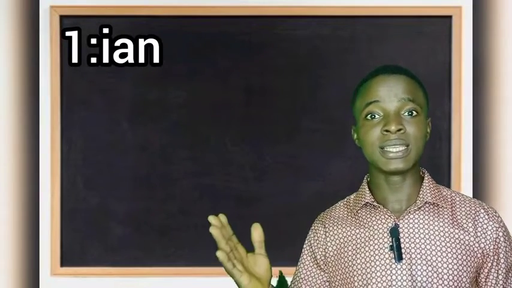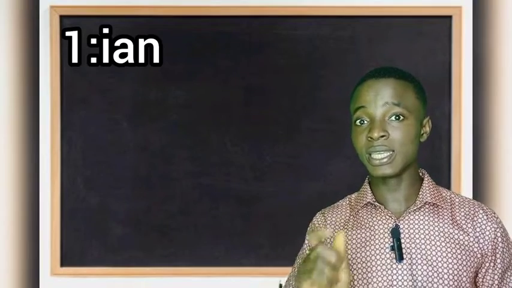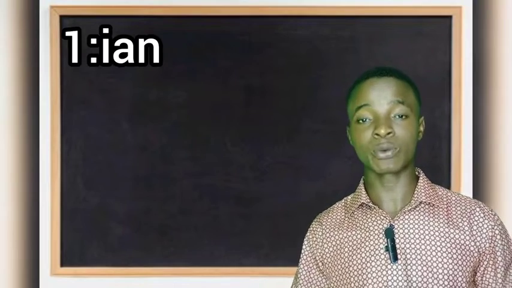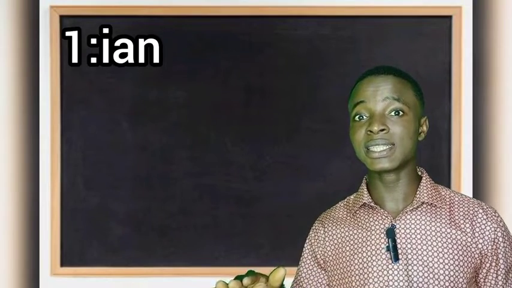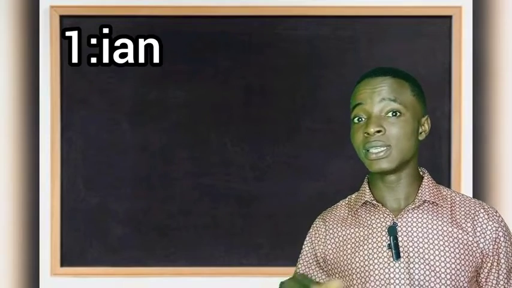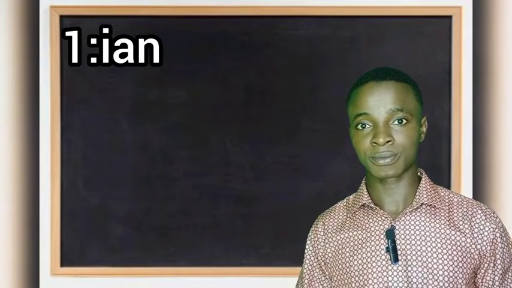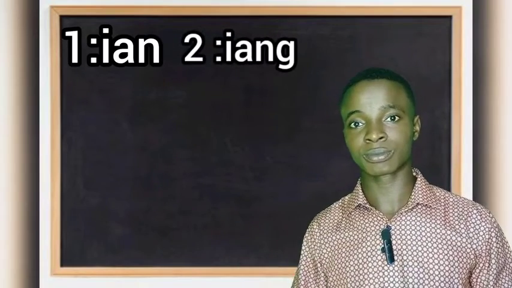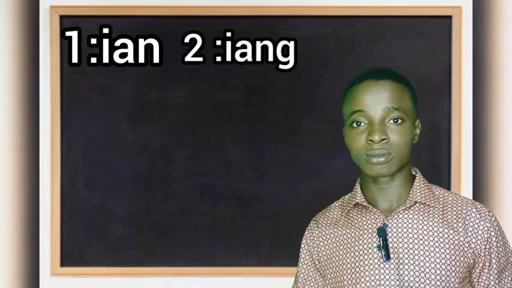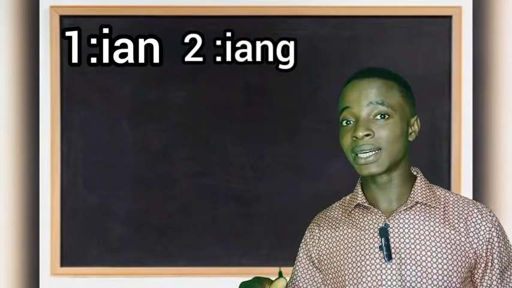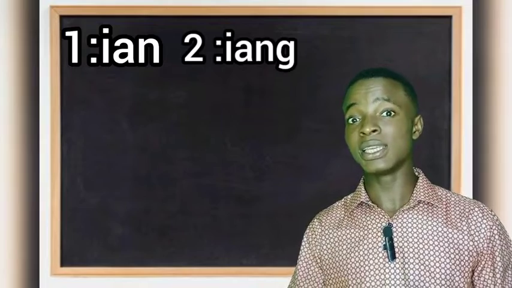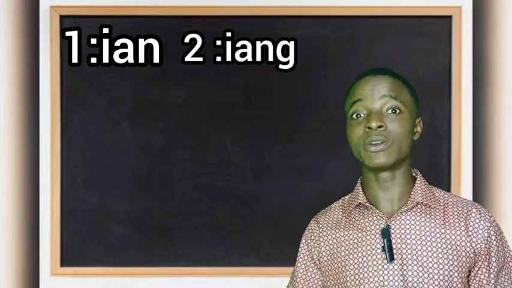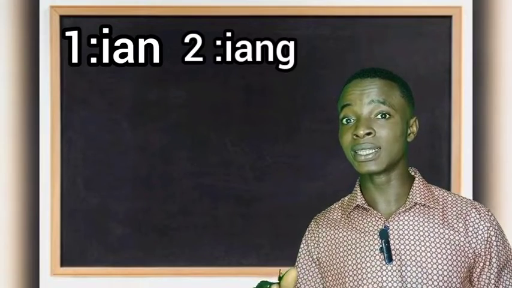Repeat after me. Yan. The E sound will be read first before the an sound. Very quickly. Yan. Yan. The second one we have is yang. Yang. Yang. The E sound will also be read first before the ang sound. Very quickly. Yang.